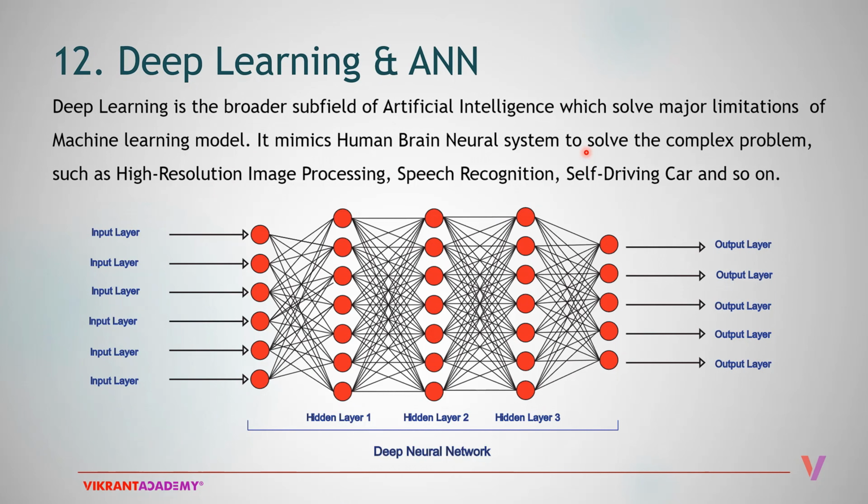Now let's talk more about deep learning and artificial neural networks. Deep learning is the broader subfield of artificial intelligence which solves major limitations of machine learning models. It mimics the human brain's neural system, for uses such as high resolution image processing, speech recognition, self-driving cars, and so on. So this is how it works. When we talk about AI, the approach is completely different from programs with if or else statements. Here they use both output and input.